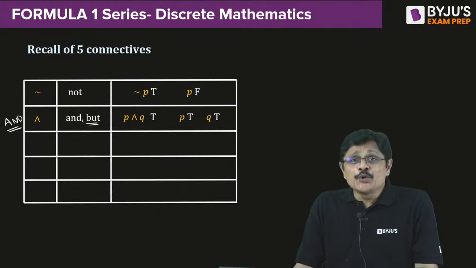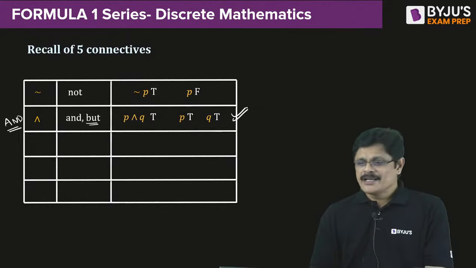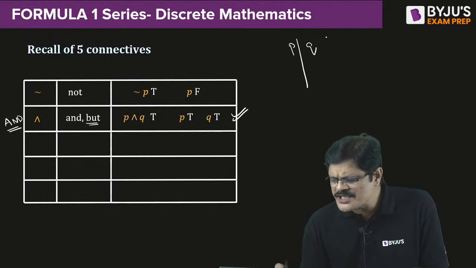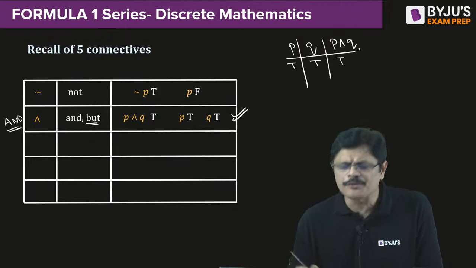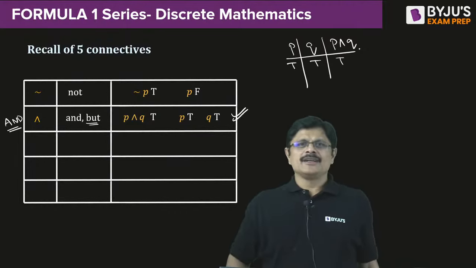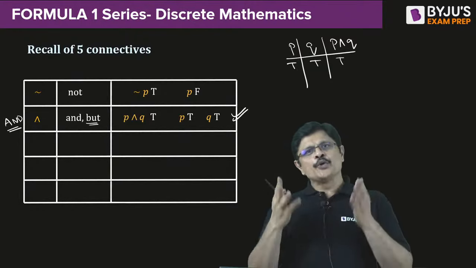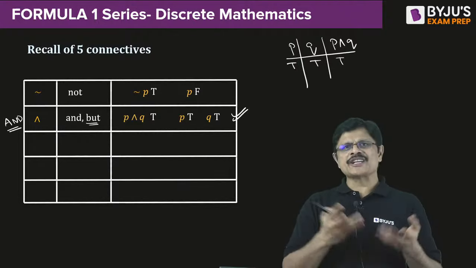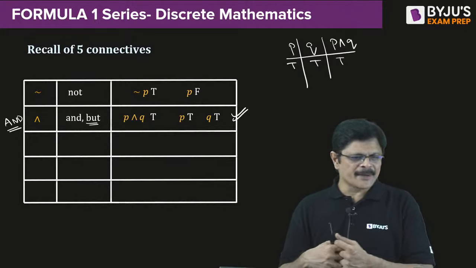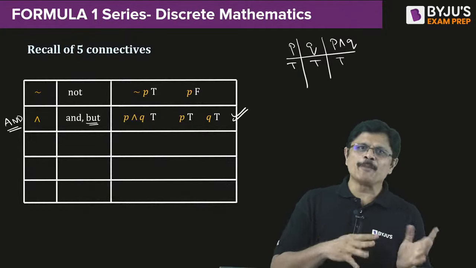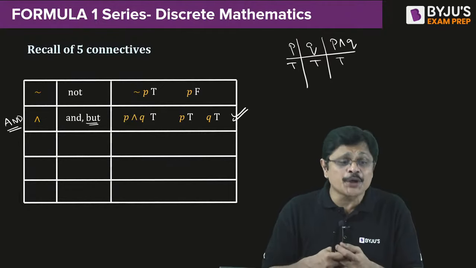So P and Q is true when both P and Q are true. This is the definition. For conjunction you just need to remember one line of the truth table, my dear friends. It is true when both P and Q are true. Generally people write the entire truth table. P and Q are true, then only P and Q is true. In the rest of the cases, what happens to it? What is the fate of P and Q?